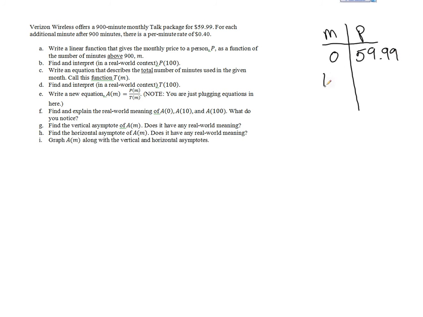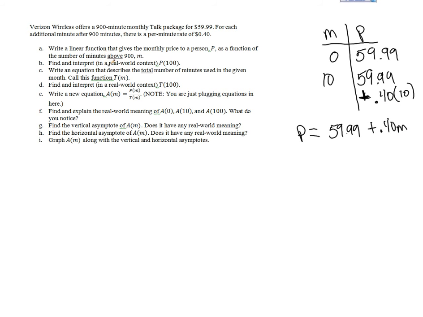If you use 10 minutes over, let's say, then you're going to pay $59.99 still, but now you're going to have to add on to that 40 cents 10 times because you're using 10 extra minutes and it's 40 cents per extra minute. So notice that all we're really doing here to get P is taking $59.99 and adding to it 40 cents M times, depending on how many minutes you use above 900. Now this isn't the number of minutes you talk, this is the number of minutes above 900.